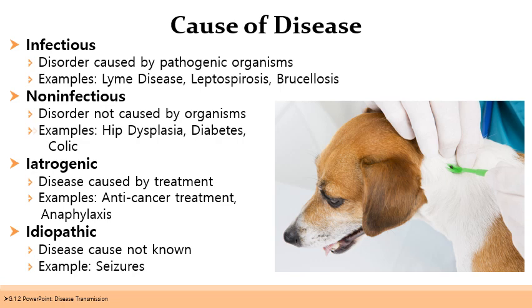The fourth category then are idiopathic diseases. They're called idiopathic because, in all honesty, these are diseases where the cause just isn't known. So as you can see on the slide here, it says seizures is one of those diseases. An animal can have seizures for a lot of different reasons, and we often don't know what they are.